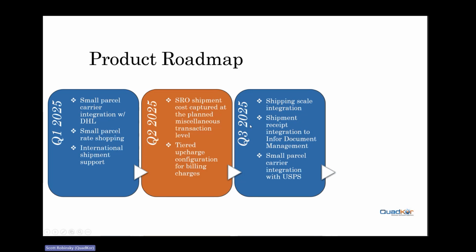Q3, we're going to be introducing shipping scale integrations, bringing in the receipt to Infor document management, and then last but not least, introducing one additional carrier with USPS.